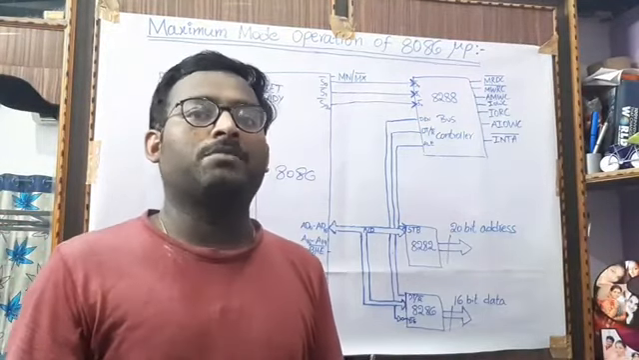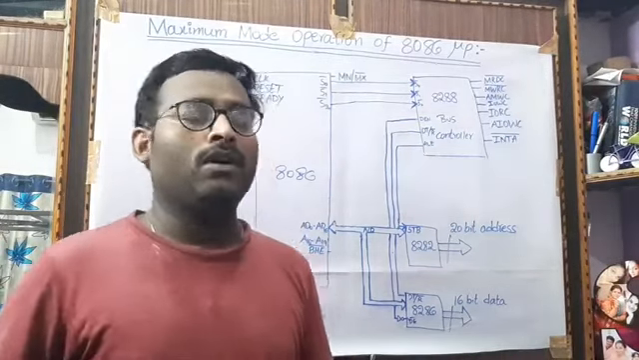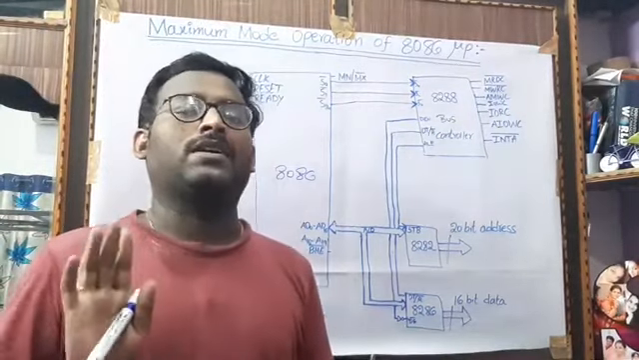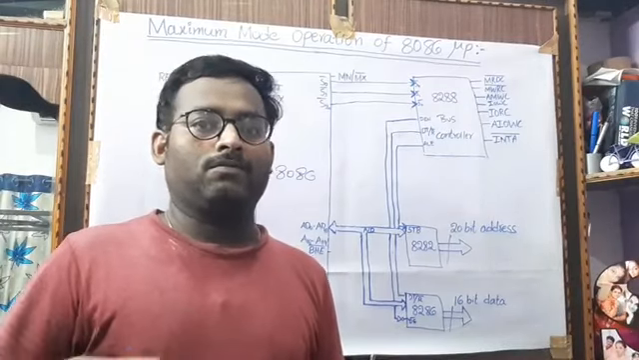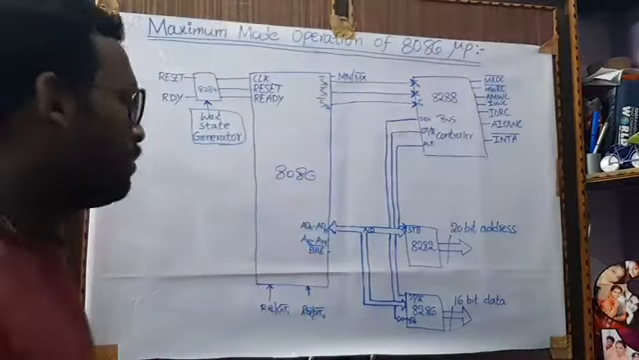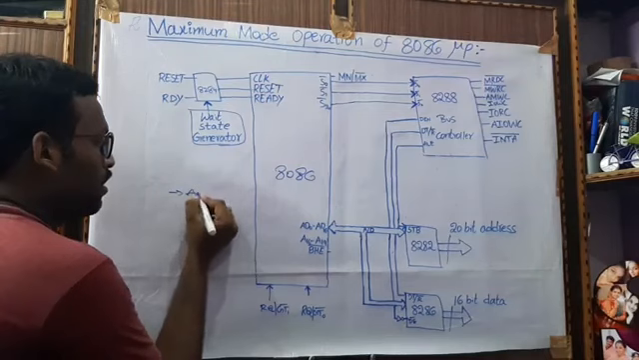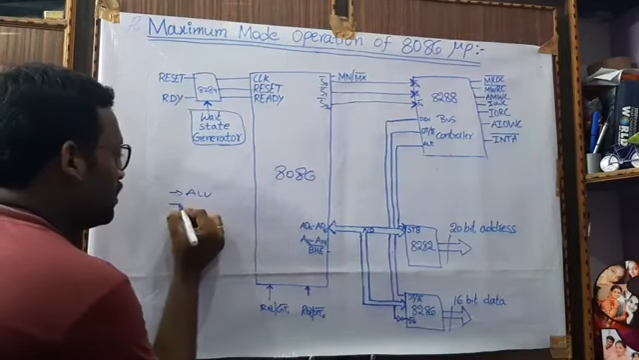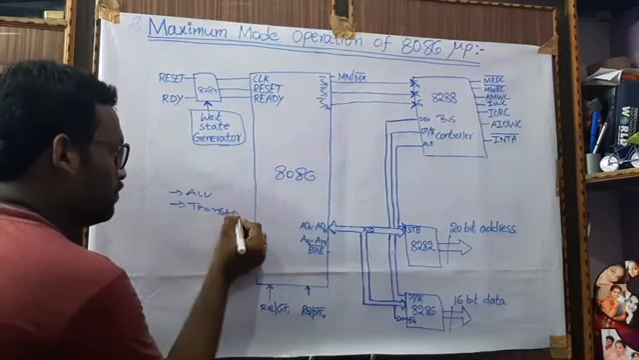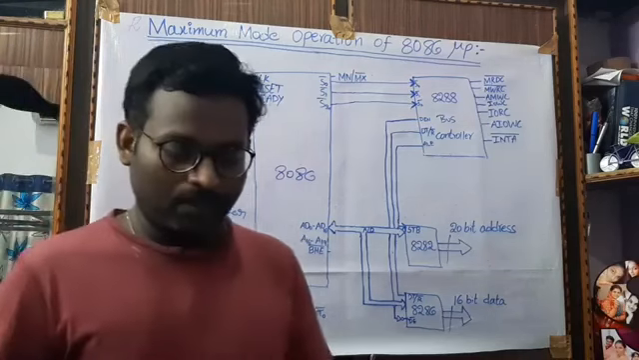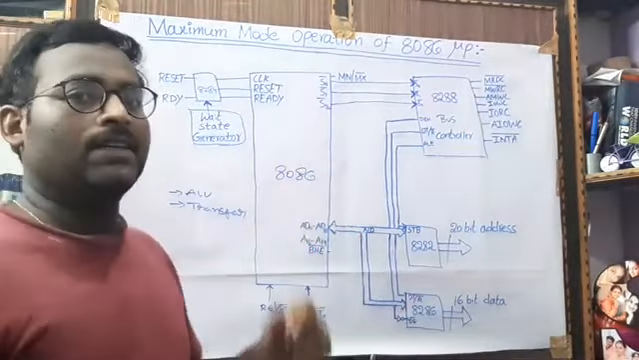multiprocessor. Multiprocessor means it will do multiple tasks at a time, rather than in minimum mode, where it will do only one task at a time. But in maximum mode, it will take many processes at a time. That means in one unit it will do arithmetic and ALU operations, and at the same time it will do transfer operations, etc. So multiple tasks can be done by the 8086 in maximum mode.